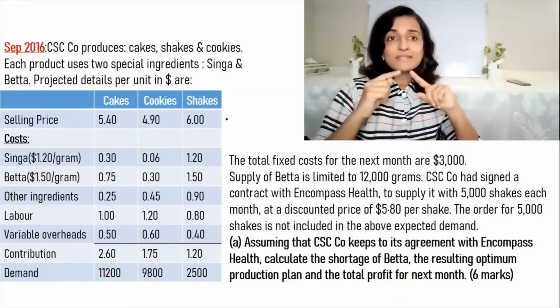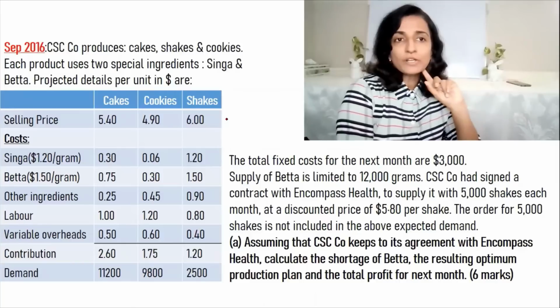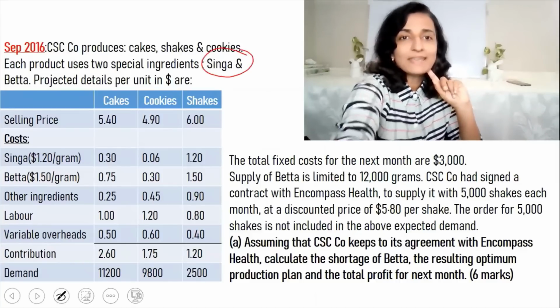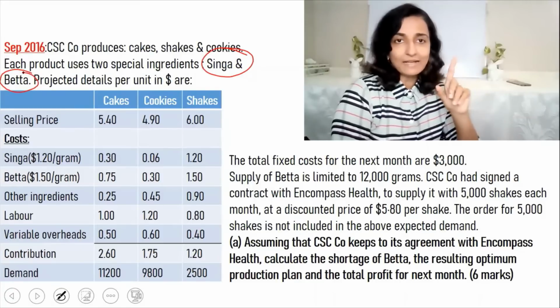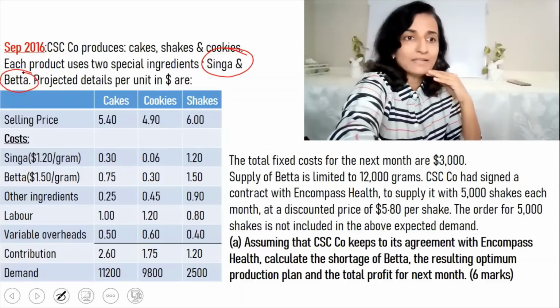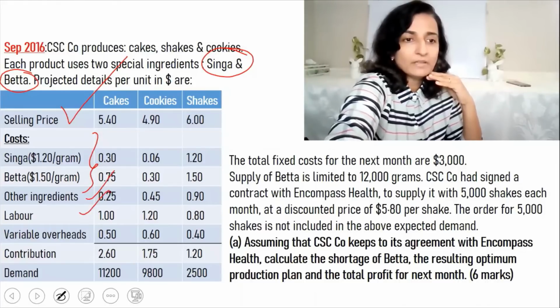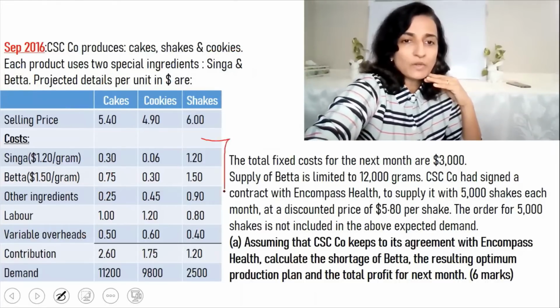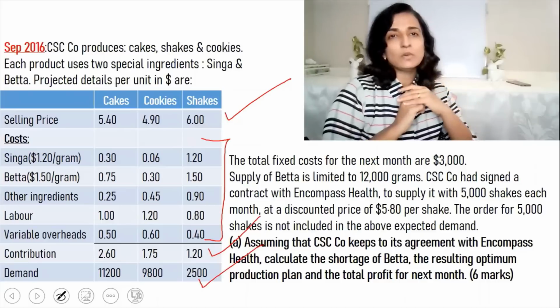CSC company produces cakes, shakes and cookies. So we've got three products. Each product uses two special ingredients, Singa and Beta. So we have got two raw materials named Singa and Beta. Now the details which are given for the three products are the selling price and the cost of Singa and Beta and the other ingredients, the labor, the variable overheads, and they have reduced all the variable cost from the selling price to get the contribution, and the demand of each product is also given.